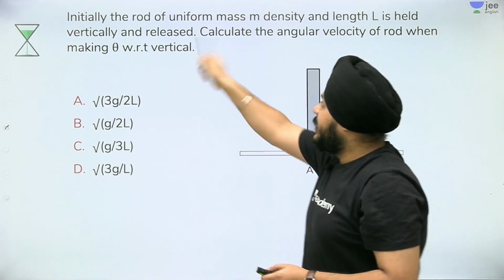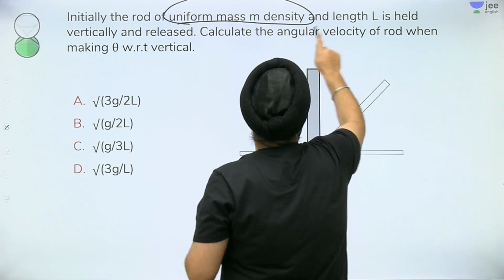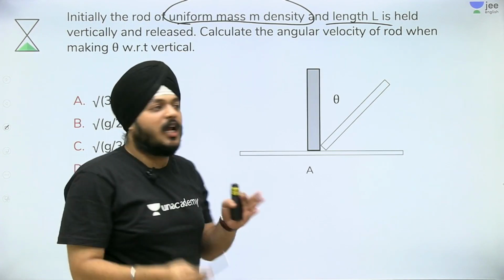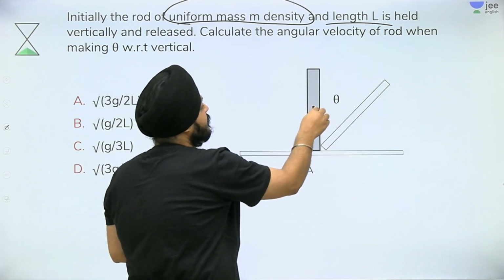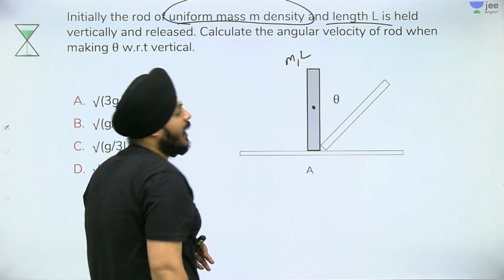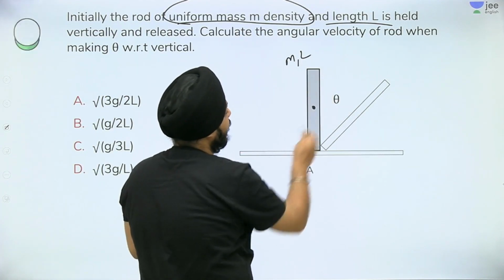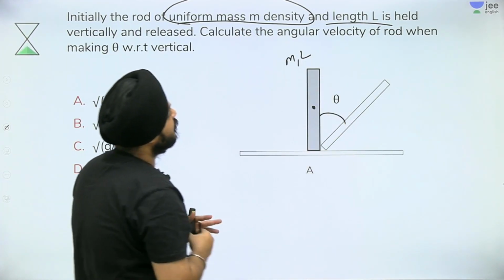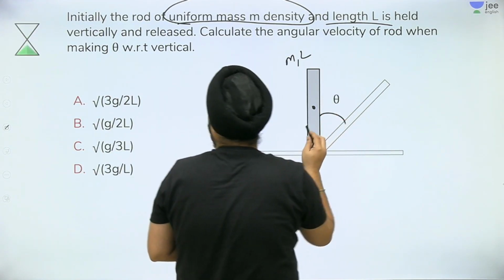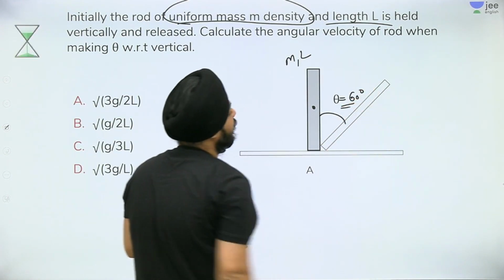See guys, initially the rod of uniform mass density and length L is held vertically and released. See, initially the rod is like this. Here is the center of mass of the rod. It has mass M and length L. Now suppose it is released. In this case we have to calculate the angular velocity of the rod when theta, let us take an example, is 60 degrees.